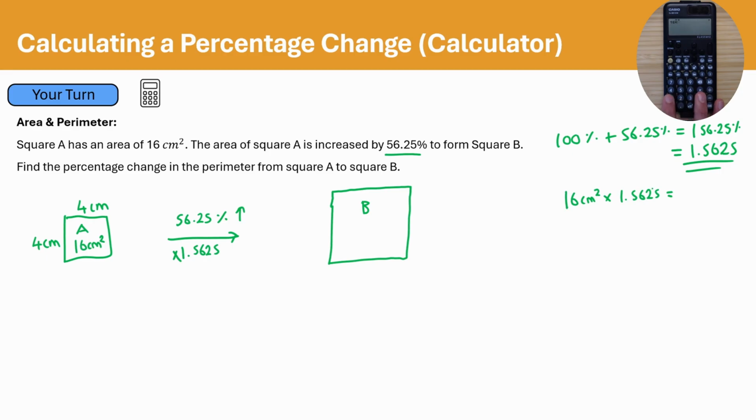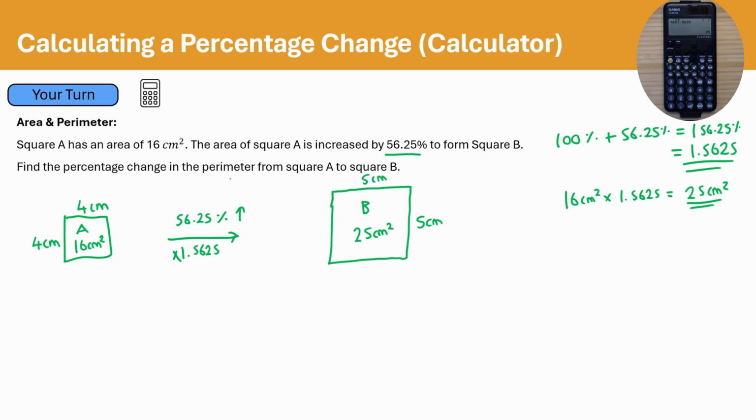16 multiplied by that gives me this area, which is 25 centimeters squared. So a nice square number. We are glad to see that. Write that in, 25 centimeters squared, which means my side lengths are 5 centimeters because it's a square. I know that the sides are the same length, so 5 multiplied by 5 gives me my 25 centimeters.